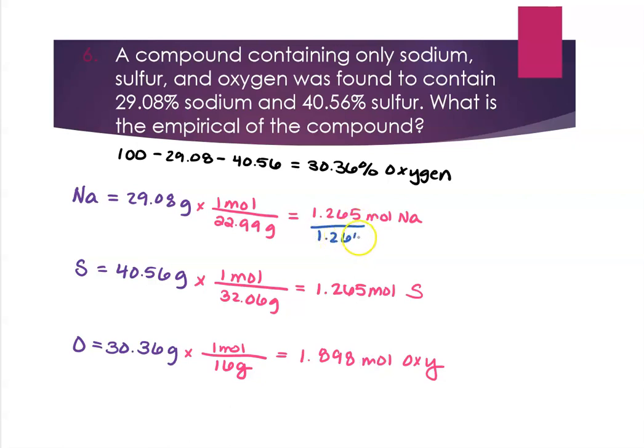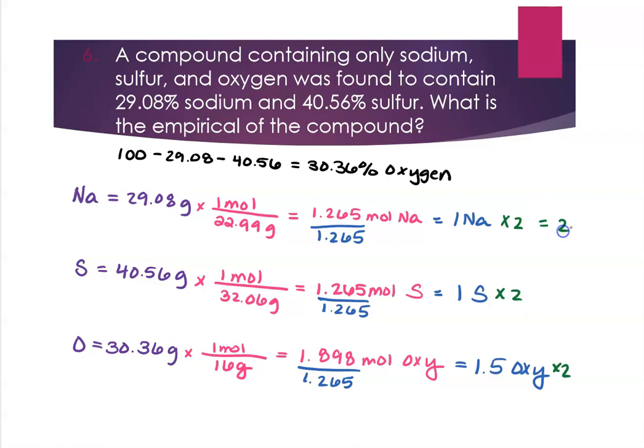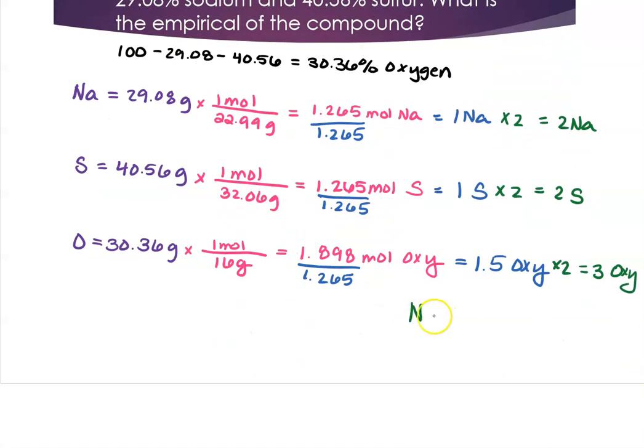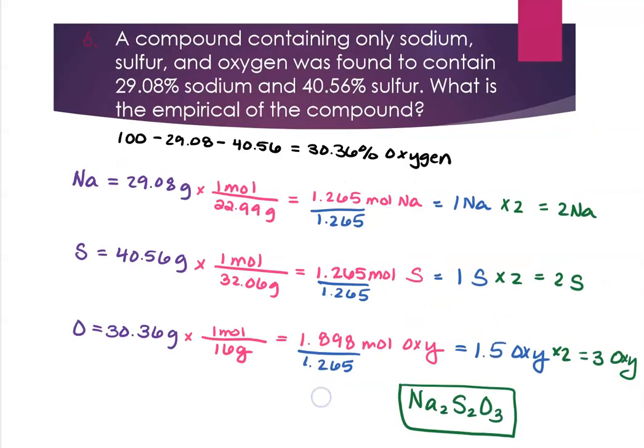So 1.265, 1.265, and 1.265. I get 1 sodium, I get 1 sulfur, and I get 1.5 oxygens. So again, 0.5 means I multiply by 2, which is going to give me 2 Na, 2 S's, and 3 O's. So my formula here will be Na2S2O3. Okay, so this is how we find the empirical formula of a compound.